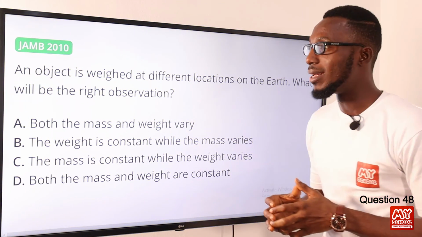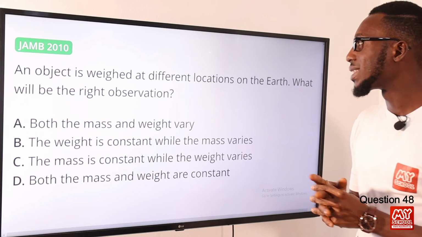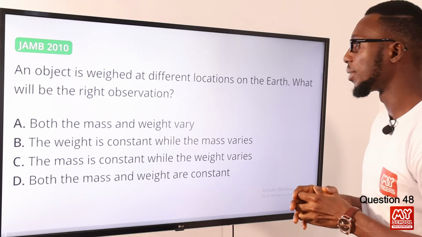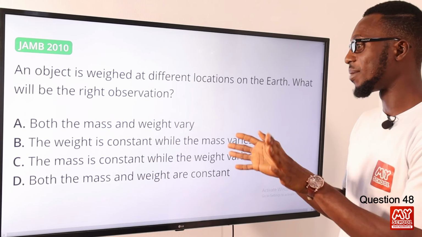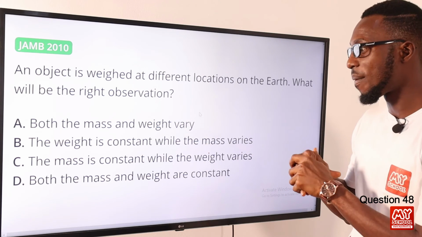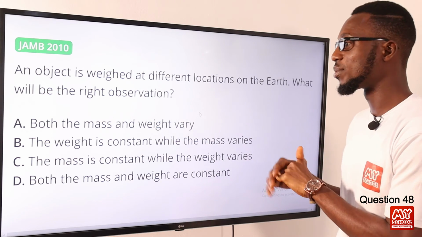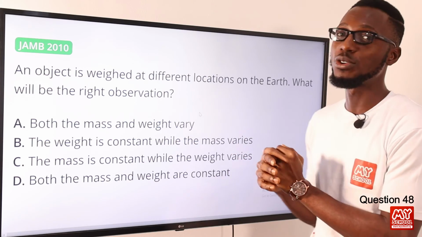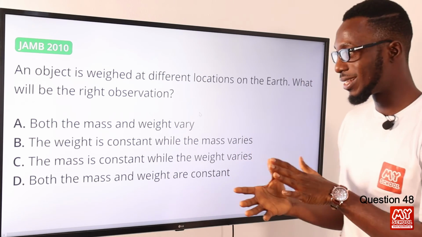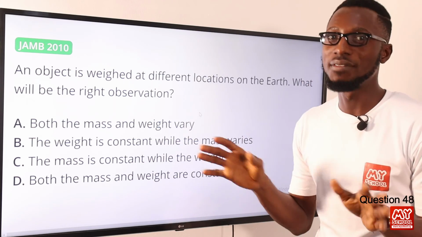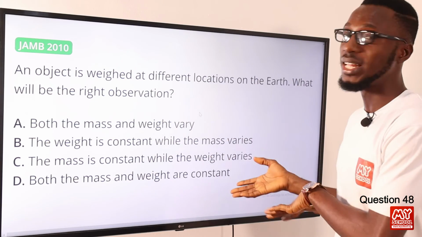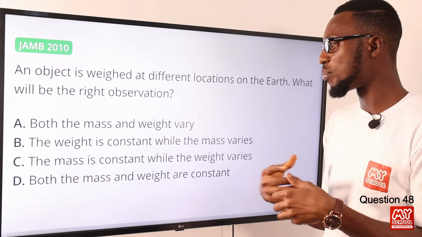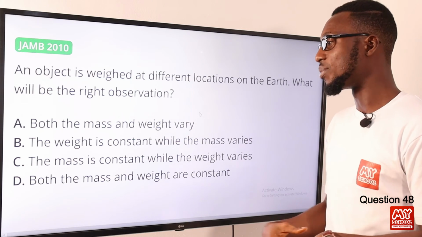Question number 48. An object is weighed at different locations on the earth. What will be the right observation? We should know that the comparison here is between mass and weight. Mass is defined as the quantity of matter a body contains, and it is constant everywhere, even outside, I'm talking about space. While weight is Earth's gravitational pull on the body towards its own center.